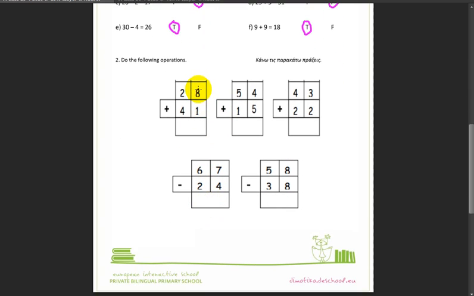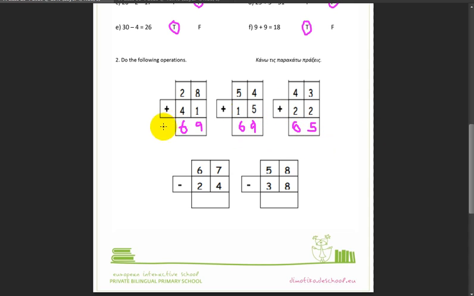Next up, here we have 28 plus 41, and we need to actually do these. We need to solve these. So 28 plus 41. So here I'm going to say 8 plus 1 makes 9. And then 2 and 4 makes 6. And 4 and 5 makes 9. 5 and 1 makes 6. 3 and 2 makes 5. 4 and 2 makes 6. So here we get 69, here we get 69, here we get 65.